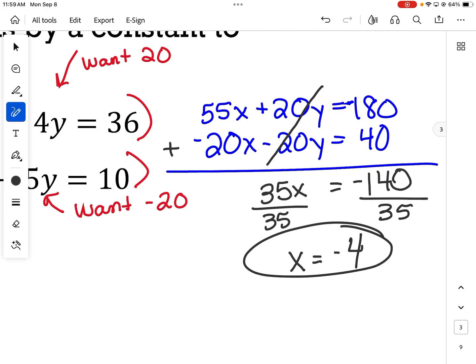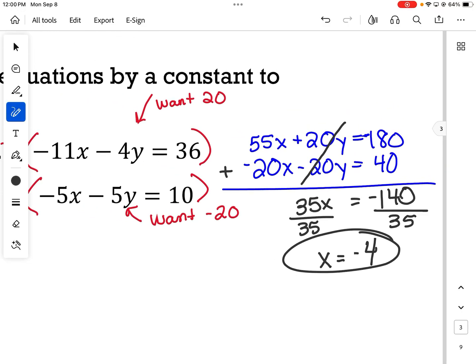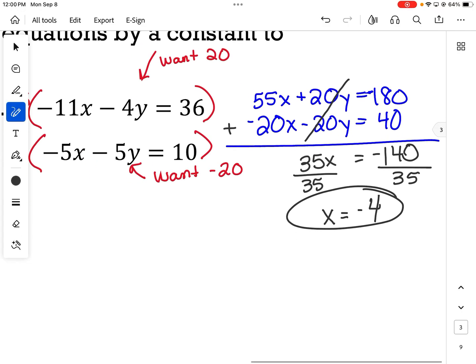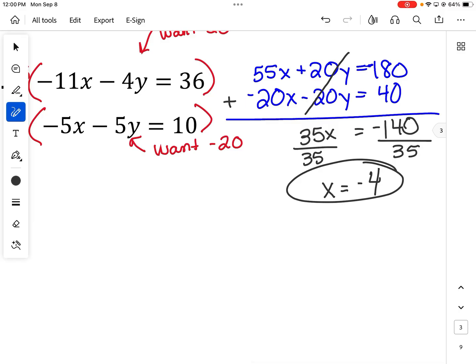Okay, but we have to find out what y is now. So which equation would you want to use? The top one or the bottom one? And you always go back to the original to plug it in. Would you rather deal with big numbers or smaller numbers? I'd rather deal with smaller. So I'm going to use this equation. So negative 5 times negative 4, because that's the x, minus 5y equals 10.